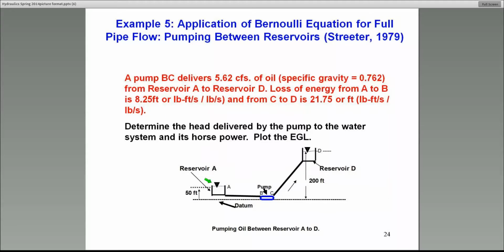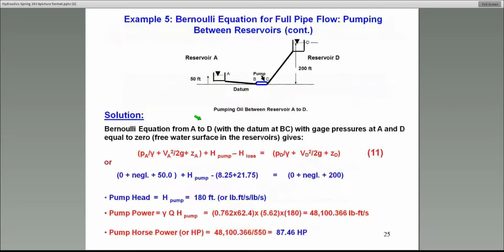In this case, what I would like to know is the head delivered by the pump to the water system and its horsepower. So a pump is delivering water from A to D, and we're trying to find out what that head delivered by the pump is. So what we do is we simply write the Bernoulli equation between point A and point D here.